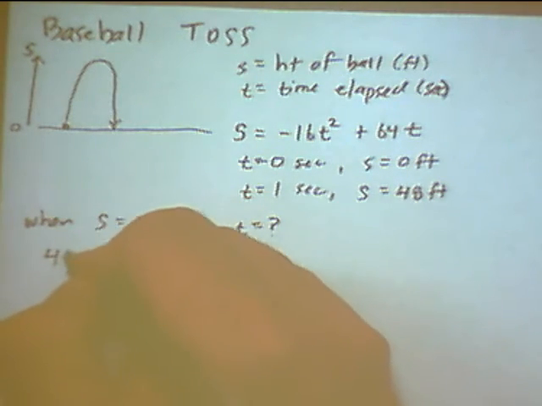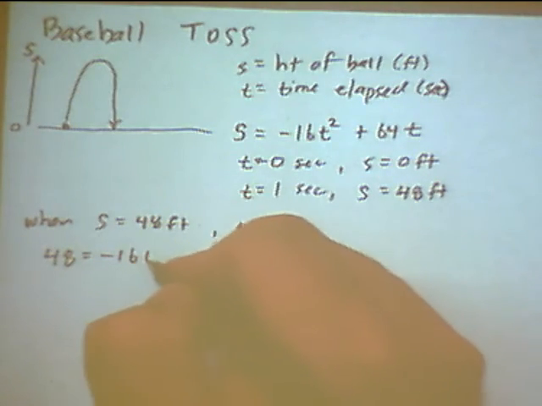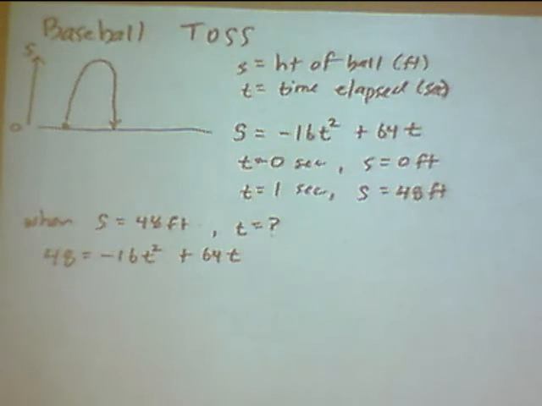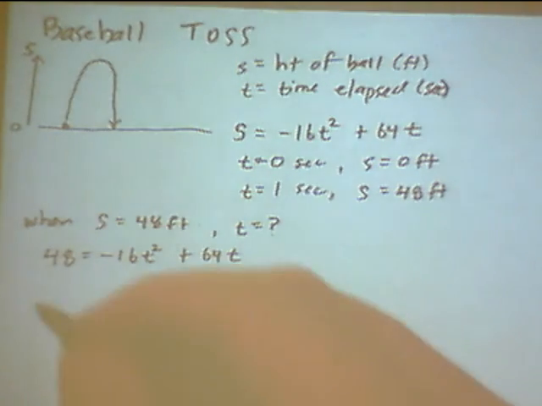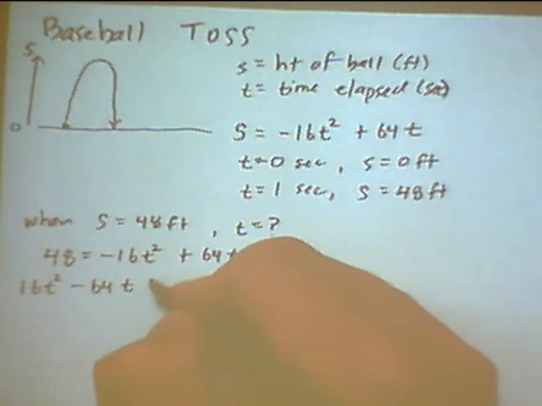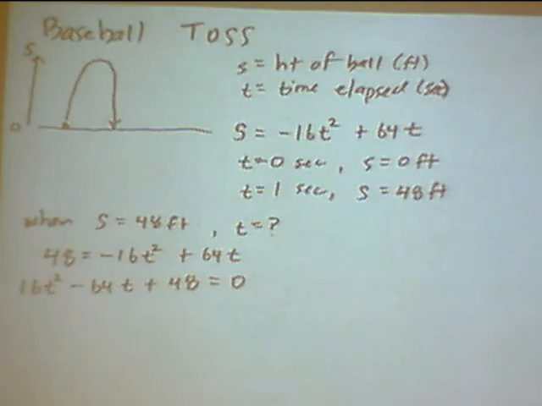So I plug in 48 for s, then I have minus 16t squared plus 64t. And here is a quadratic equation with one variable t, which I need to solve for. So now it becomes a math problem. One of the ways to solve a quadratic equation is maybe it'll factor. I notice I have this minus 16 in front of my t squared, which I don't really want. I want it to be positive. So I'm going to move everything to the left-hand side. I'm going to add 16t squared and subtract 64t. And after I do that, I end up with this equation, 16t squared minus 64t plus 48.